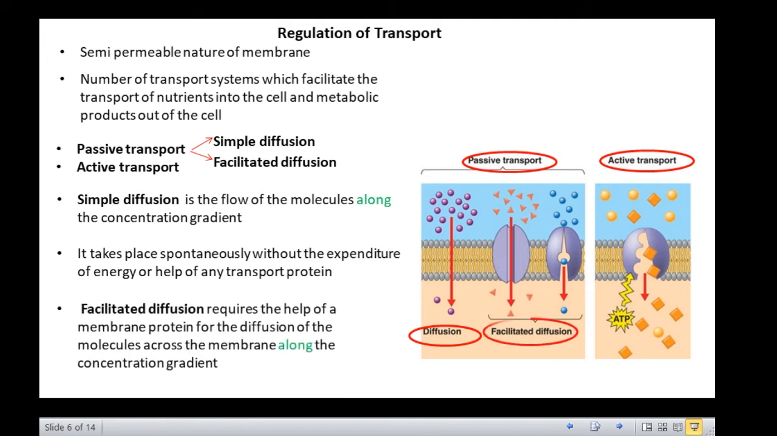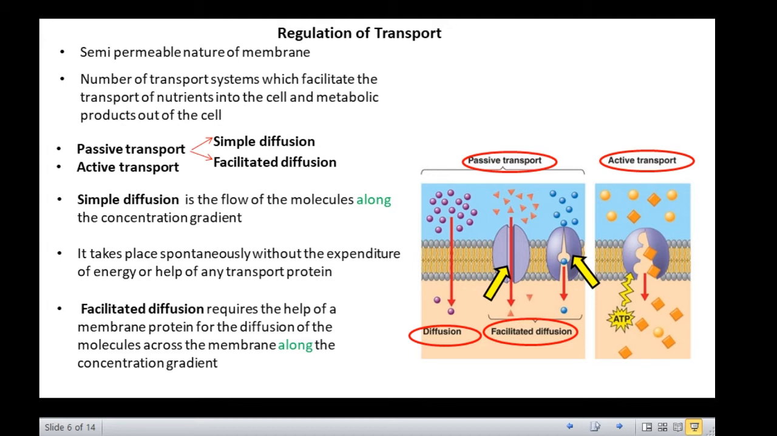Facilitated diffusion requires the help of a carrier or a channel protein. The carrier protein aids in passage of molecules through the membrane, probably by binding chemically with them and shuttling them through the membrane in this form, or through watery channels in transport proteins that span the cell membrane. This transport also does not require energy and again is along the concentration gradient.